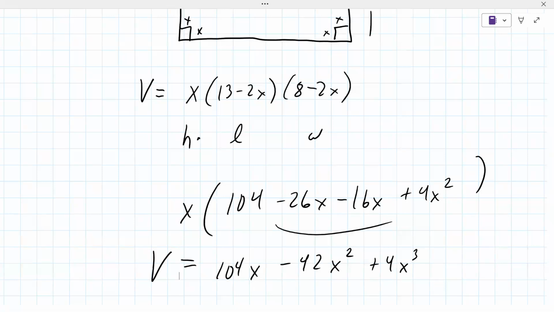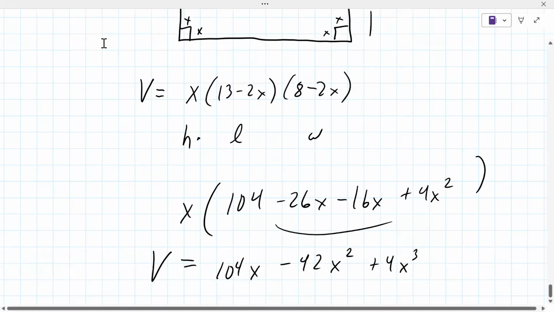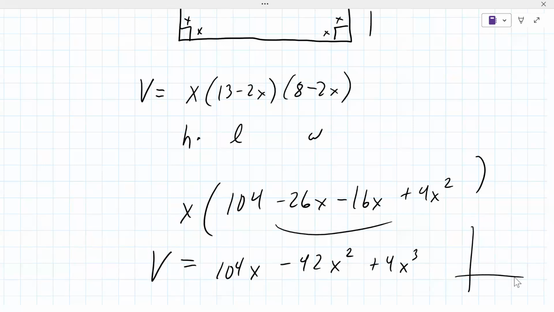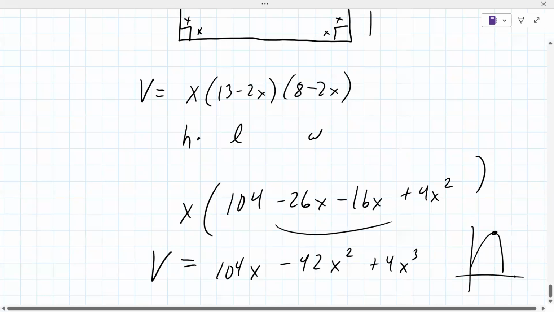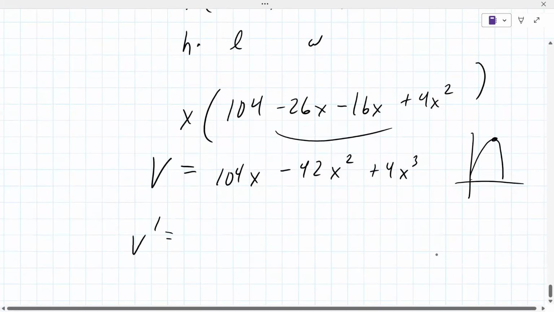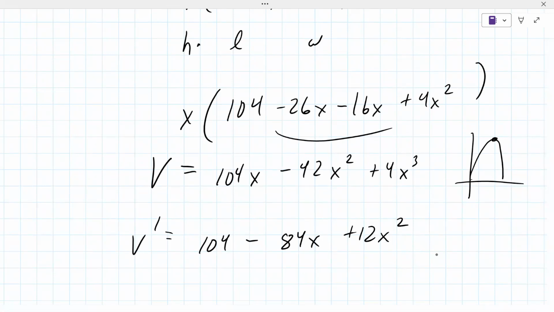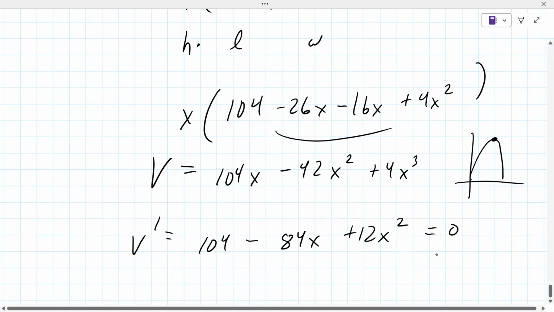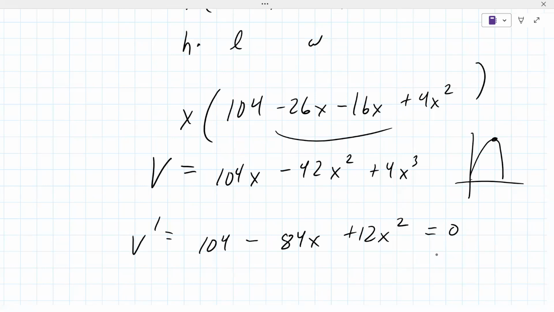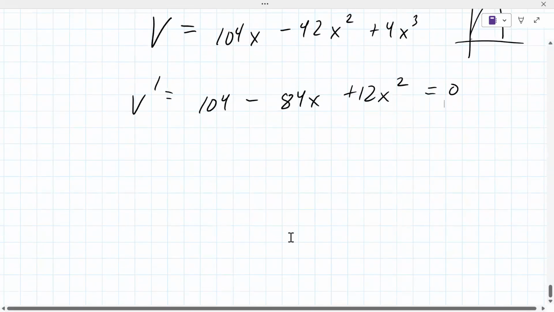Again, in your previous classes, you would have just graphed this and found the max. You'd have a little peak and be like, okay, there it is. But now you have to take a derivative. So 104 minus 84x plus 12x squared, and you set that equal to 0. Now some of these can be solved by hand. I don't think this one can. We could use our calculator in class, so I'm just going to use my calculator. Give that a try, please.